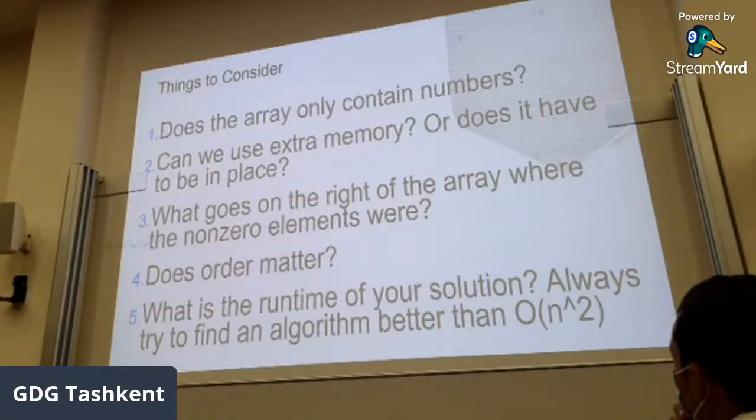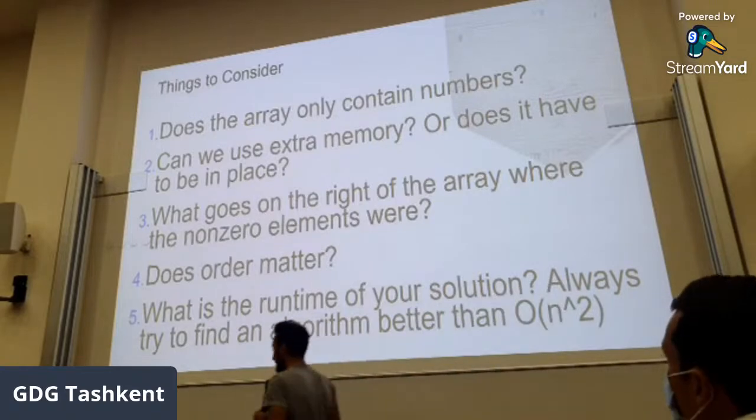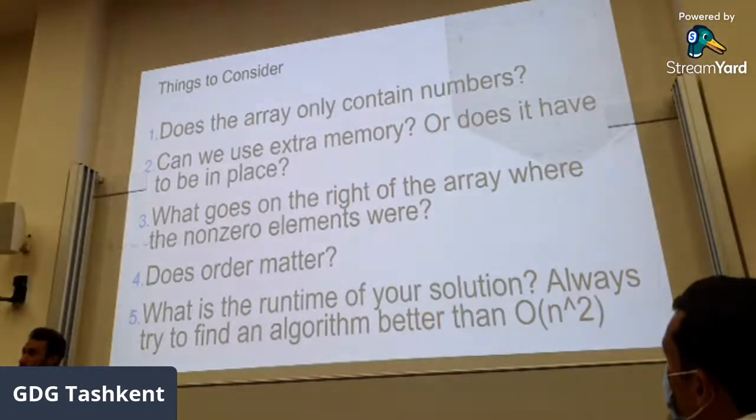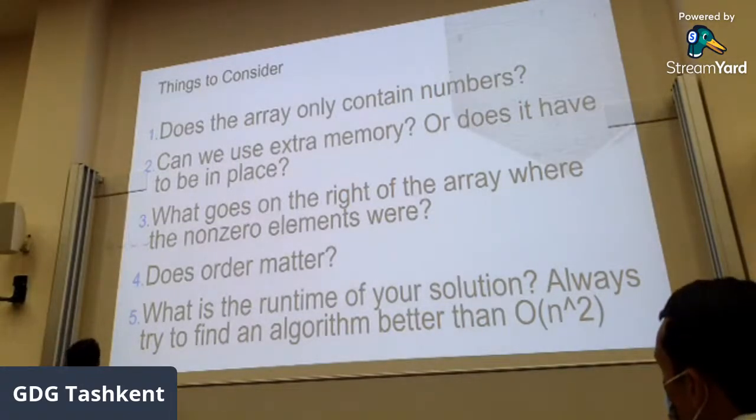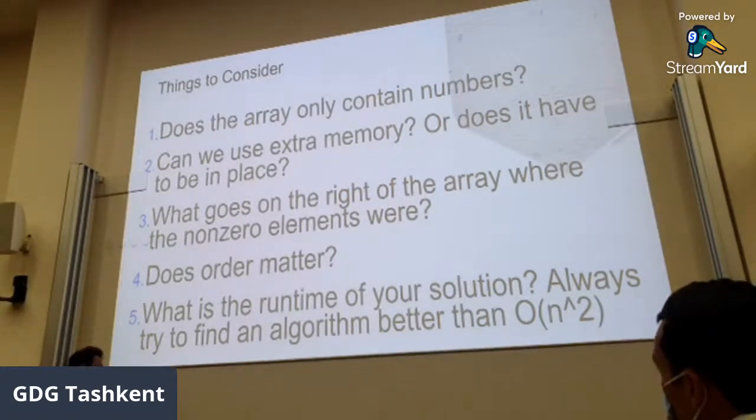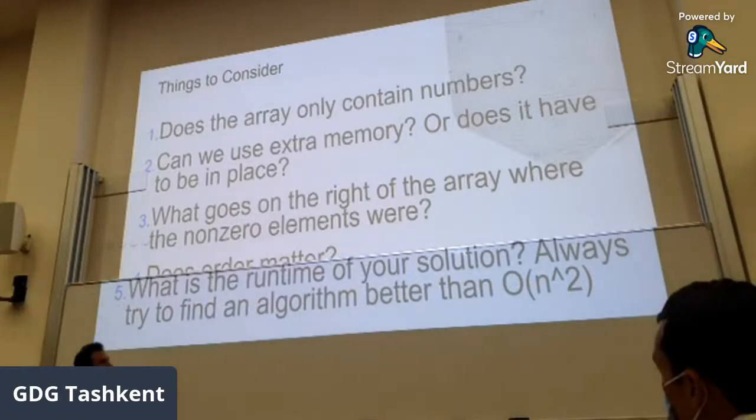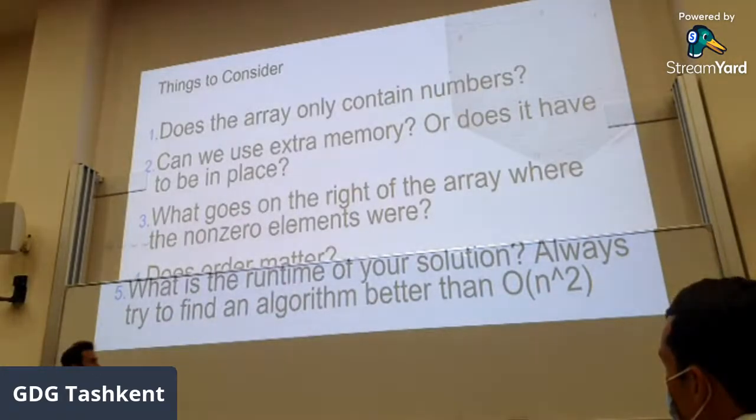So what goes on the right side of the array, where the non-zero elements were? Normally I give this question as an easy one. I asked this question twice. So this is a real one, and if I write here, you can see.